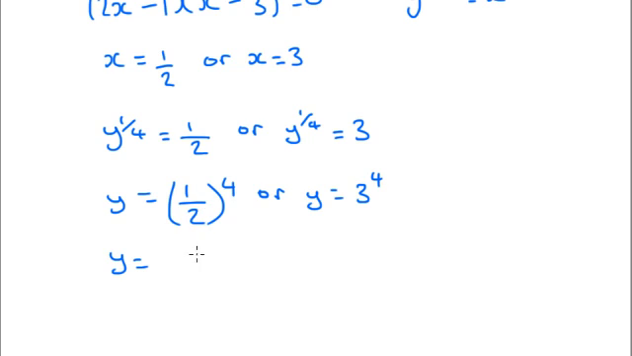So a half to the power of 4 is a half times a half times a half times a half, which will be a 16th. And 3 to the power of 4 is going to be 9 nines, which is 81.